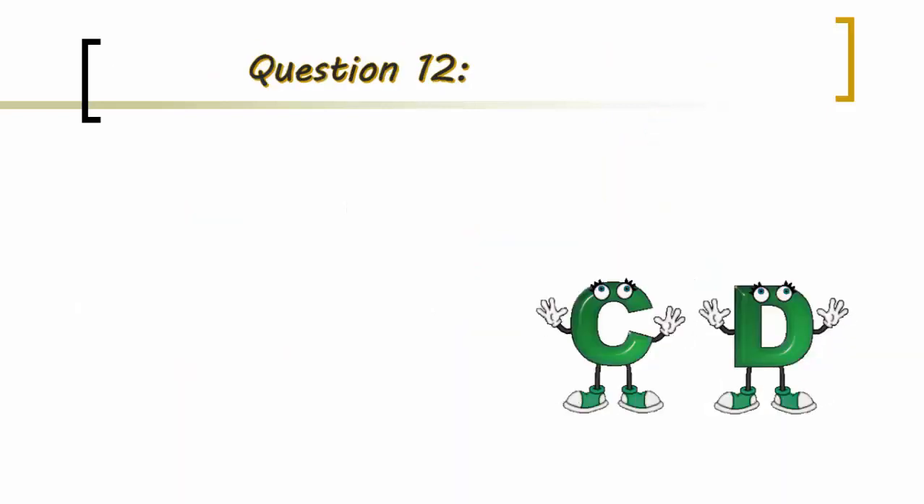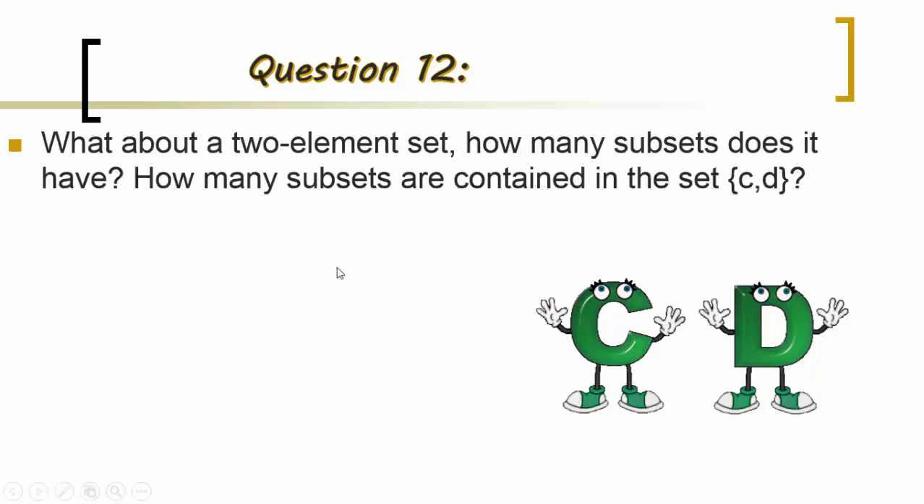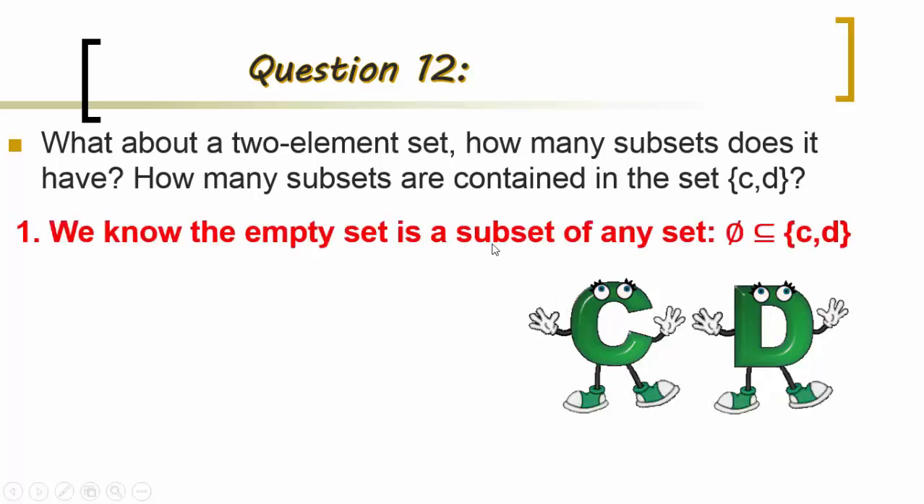Let's look at now example number 12. We want to know, what about a two-element set? How many subsets does it have? How many subsets will be contained in the set CD? So let's look at the set CD. We've already said that CD, the null set or the empty set, is a subset of CD.